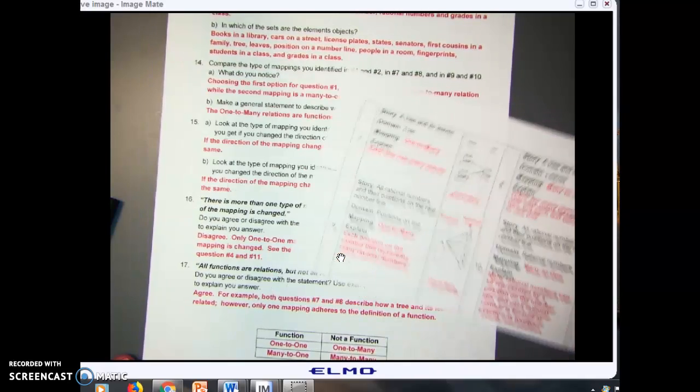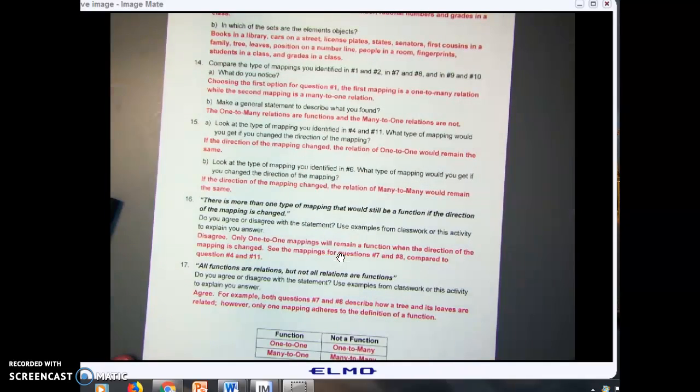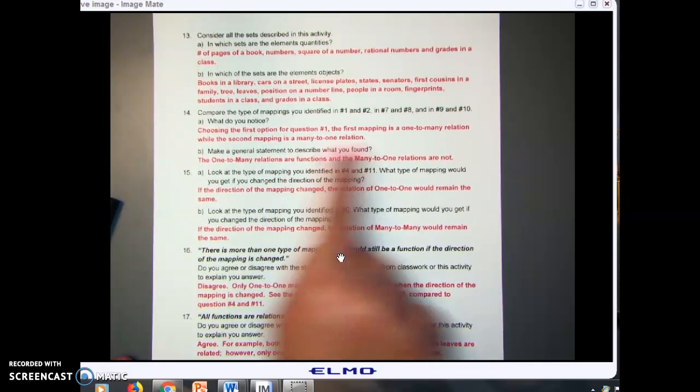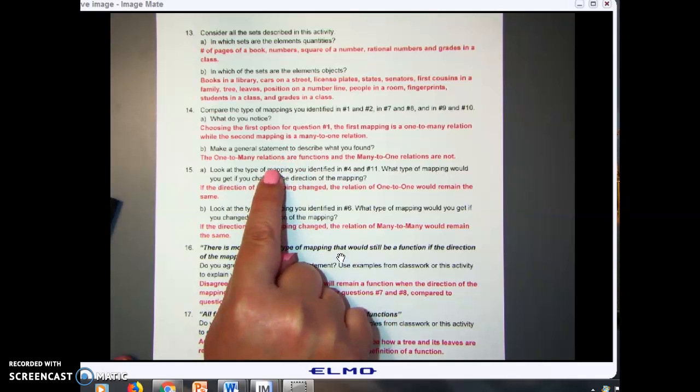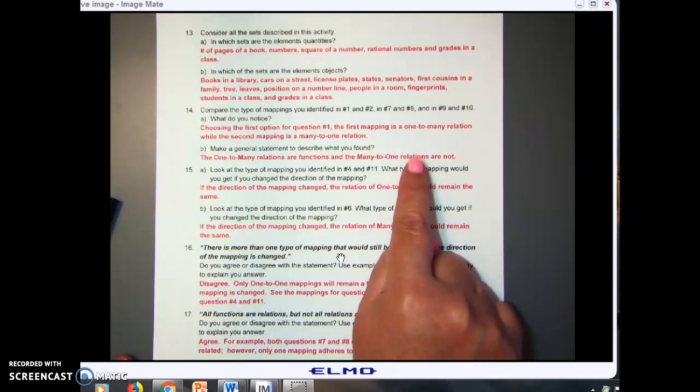So if we take a look at what I wrote for 14a, it said choosing the first option, the first mapping was one-to-many, while the second mapping was many-to-one. And so for a general statement, the one-to-many relations are not functions and the many-to-one relations are functions. So notice I called that a relation since it was not a function.